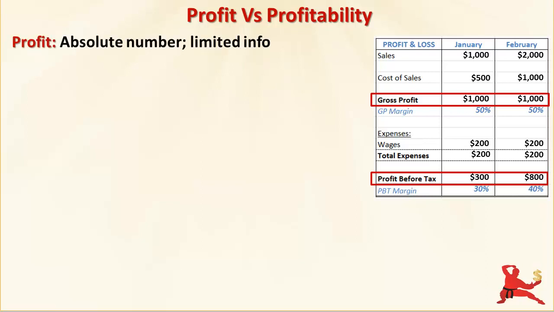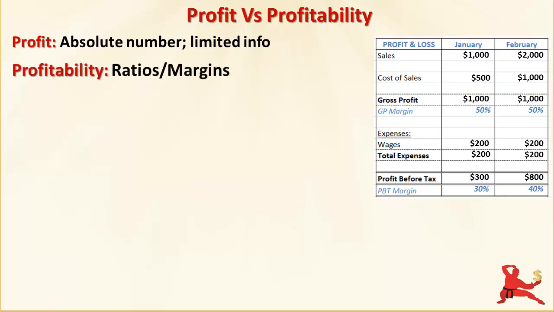All these profit numbers are absolute numbers. You do need to know whether your business is making a profit or not, but these numbers don't show you how profitable your business is. Profitability is about how efficient your business is in turning your sales into profits. That's where ratios come in.